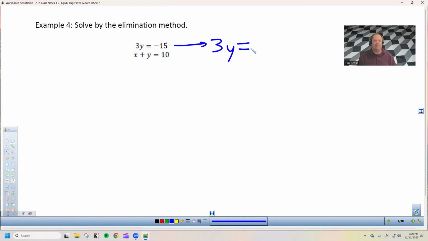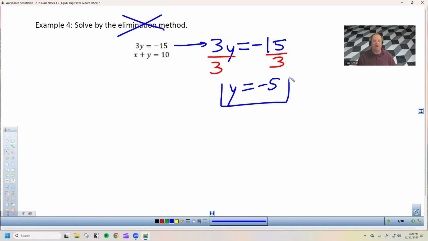3y equals negative 15 can easily be solved by dividing both sides by 3. And we find out that y equals negative 5. So rather than try to do the elimination method, I'm going to do the substitution method. I've already got an answer for y. Let me just substitute that answer into the original equation.